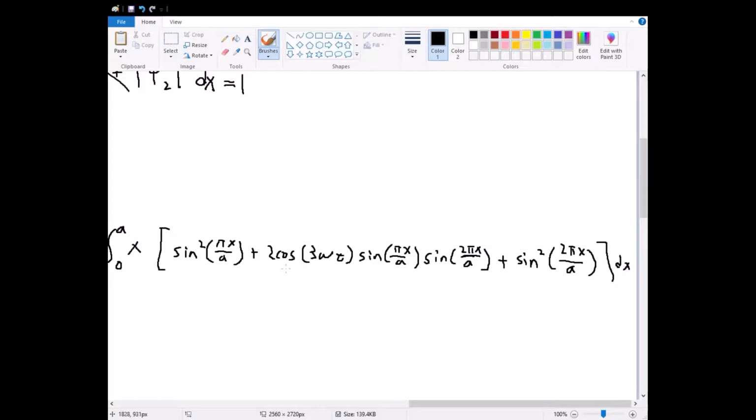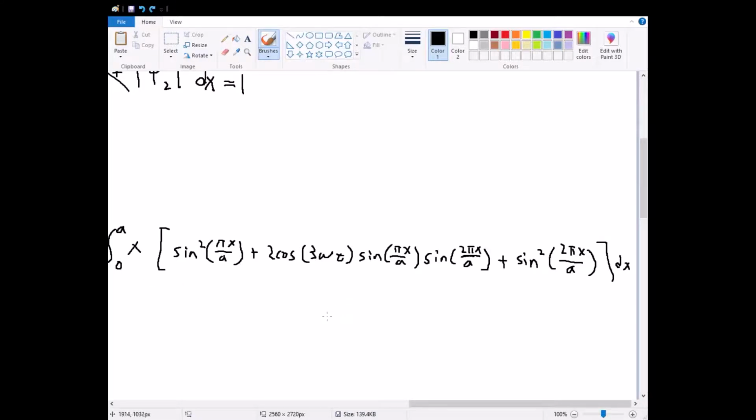We have to split it into 3 different ones: x times sine squared, x times cosine times sine times sine, and then x times sine squared again at the end. Each one of these can be further split into more sub-integrals, because you have to use integration by parts to evaluate x times sine squared of pi x over a.